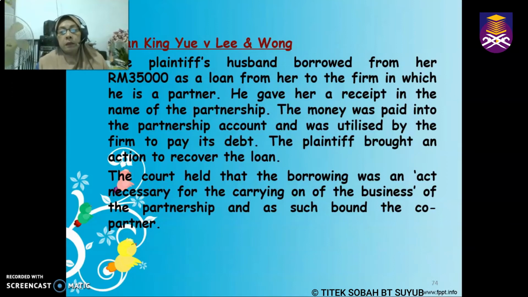The court held this borrowing was an act necessary for the carrying on of the said business of the partnership. Because of that, the rest of the partners are bound by the said transaction. So this is something which is necessary. Meaning, if the business did not borrow money from the wife, they would still need to borrow money from other creditors, because the money was used to pay off the debts of the partnership, and it was not used for something not relevant to the business. So the money was used for something related to the said business.